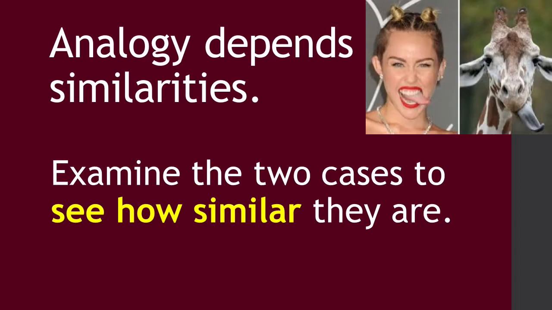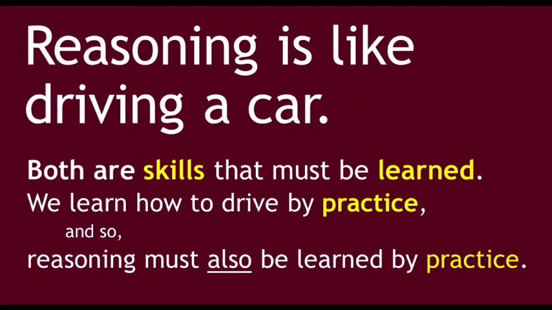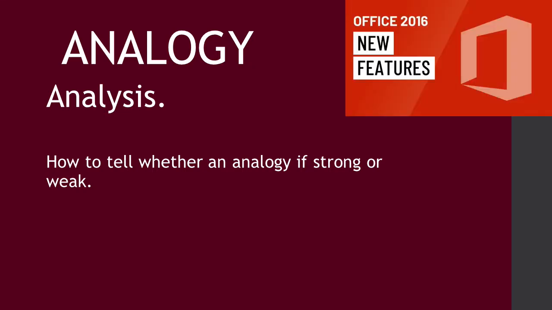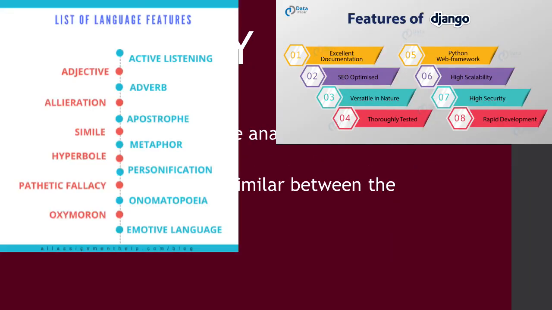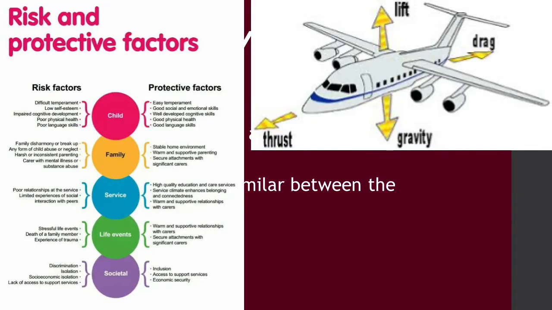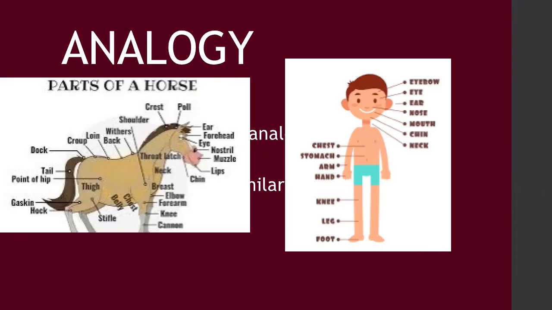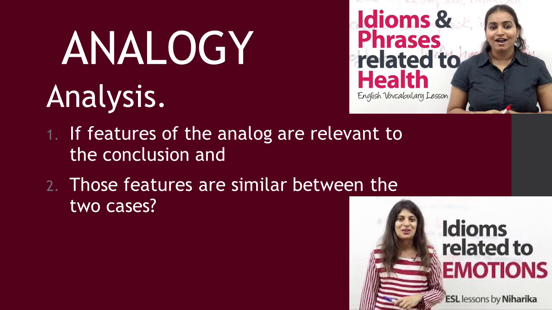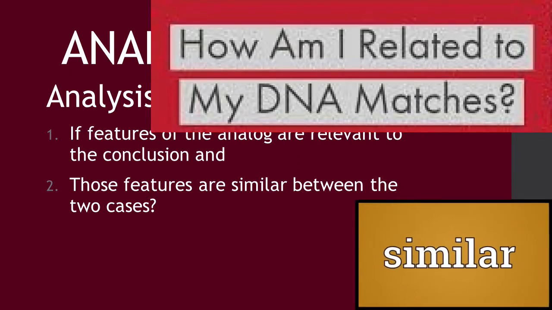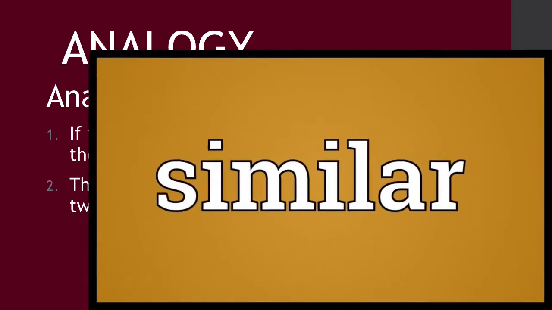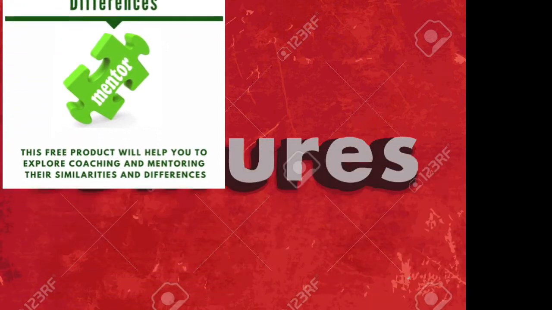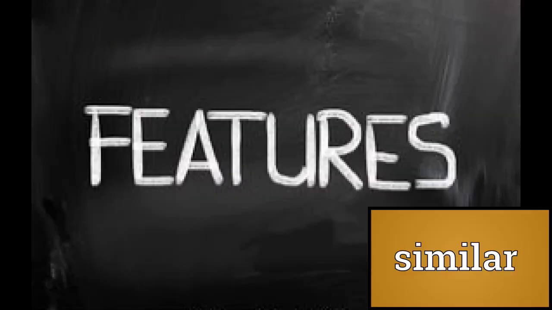Therefore, when you are confronted with an analogical argument, stating that this thing here is like that thing over there, the first thing to ask regards the features of the two analogs: the features, the factors, the elements, the parts of each of them. What of the analogs is important or relevant or related to the conclusion? Are the features similar between the two cases? Remember, we have to compare them to look for the similarities. If the features of the analog are relevant to the conclusion, we have to ask whether those features are similar between the two cases.